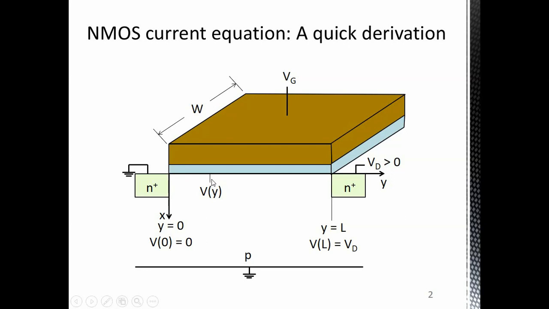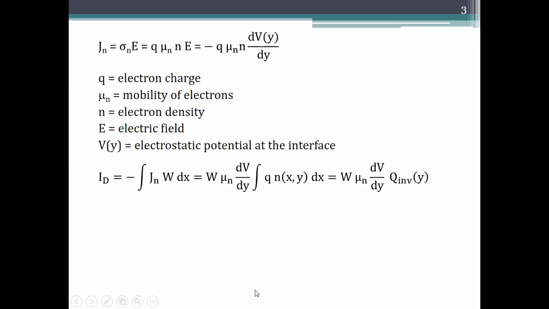As we had defined last time, V is the voltage caused only by the drain voltage along the channel. Okay, and so we have a gate voltage applied, we have a drain voltage applied. For now, we'll assume that the source and body are grounded. Alright, so let us do the derivation.